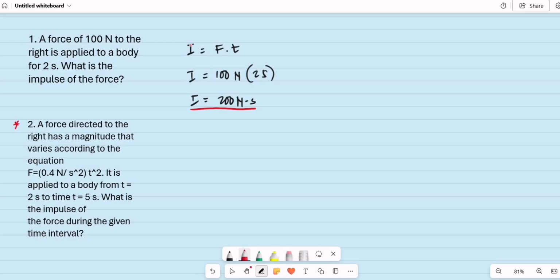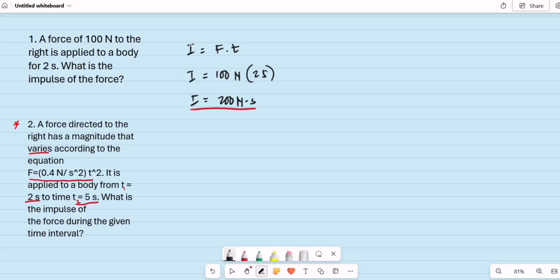Example number 2: a force directed to the right has a magnitude that varies. So it is a varying value. If it is a varying value, we are to apply calculus. The magnitude varies according to the equation F is equal to 0.4 Newton per second squared times t squared. It is applied to a body from t1 equal to 2 seconds to a second time t2 equal to 5 seconds. So what is the impulse of the force during the given time interval?